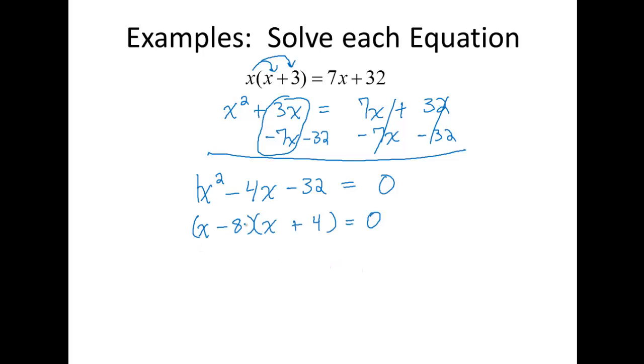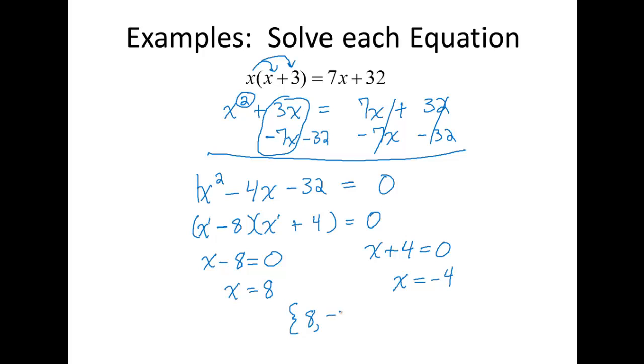And so now I've reduced my quadratic equation from having a squared term, which is hard to solve as we look, to having x to the first power as its only exponent. And so I'm going to have x minus 8 equals 0 by our zero factor property, and x plus 4 equals 0. Okay? If I add 8 to both sides, I get x equals 8. And if I subtract 4 from both sides, I get x equals negative 4. And so my solution set will be 8, negative 4.